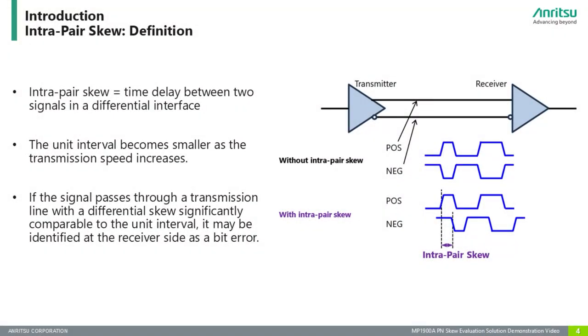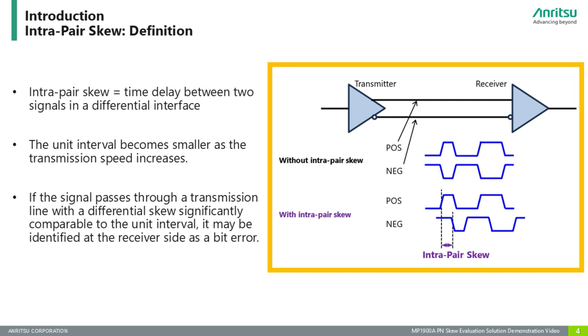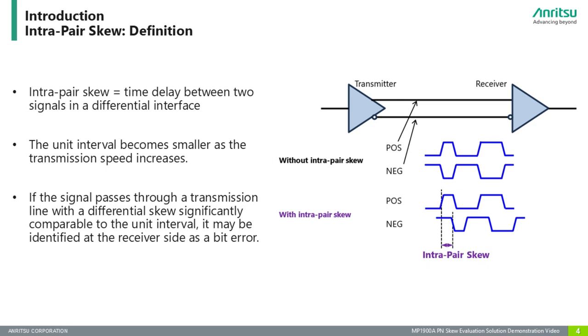Next, let's talk about intrapair skew basics. Intrapair skew is defined as the time delay between two signals in a differential interface. This is illustrated in the figure. If the intrapair skew is significantly comparable to the unit interval, it may be identified at the receiver side as a bit error. Since the unit interval becomes smaller as the transmission speed increases, the effects of intrapair skew will be more pronounced at higher data rates.